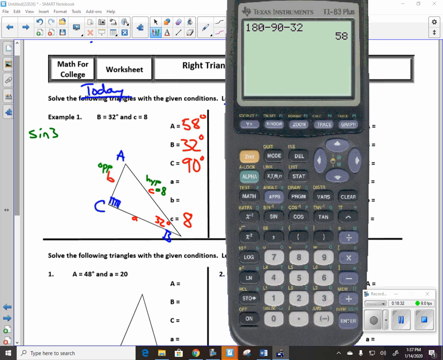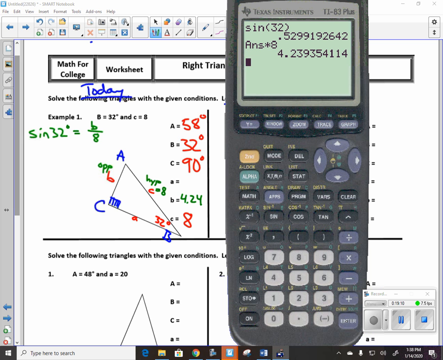Sine of 32 degrees is equal to, how do I write that then? It would be B over 8. How do I solve for B? What do I do to both sides? Times by 8. Sine of 32, and I multiply by 8. And I get 4.24. So B is 4.24.